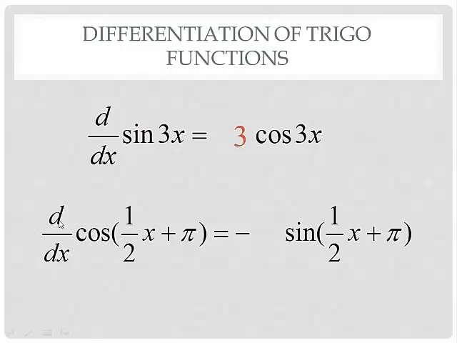Next, if you're asked to differentiate cosine of half x plus pi, you just cheer. Differentiate cos, minus sine. Copy the whole function, after which you have to differentiate this whole function. Differentiate half x, you get half, plus differentiate pi, you get 0. So the differential of half x plus pi is half, in which you place this half in front. So the overall answer is minus half sine of half x plus pi.